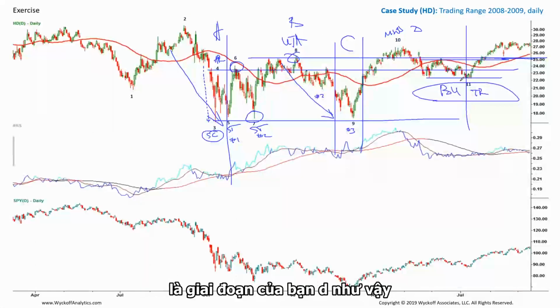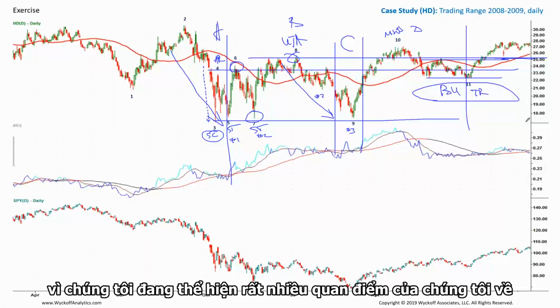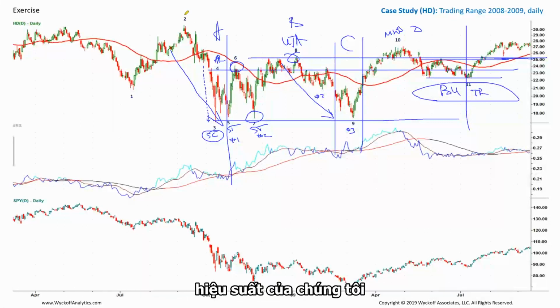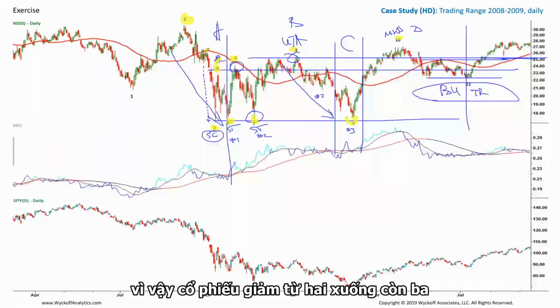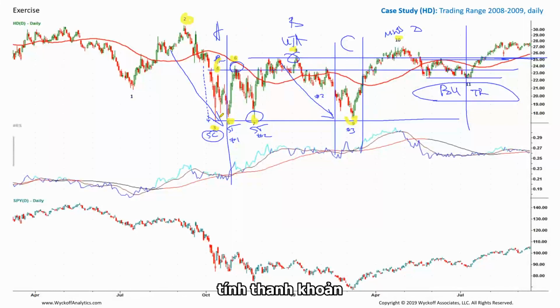So here is your phase D. As we are showing a lot of our points of outperformance at 2, at 3, at 4, at 5, at 6, at 7, at 8, at 9, and 10, think about how the structure is being created. So the stock goes down from 2 to 3. Institutions are seeing a lot of liquidity. They love this theme. They think that this is going to be an outperformer for the future. They are buying the selling climax. They are stepping in because there is no fear there.